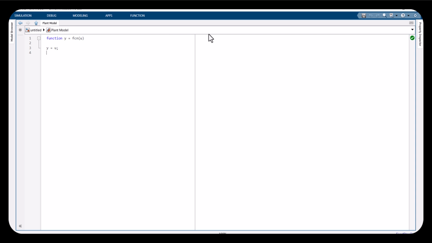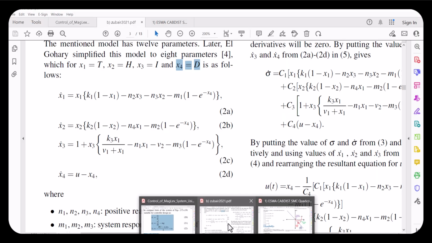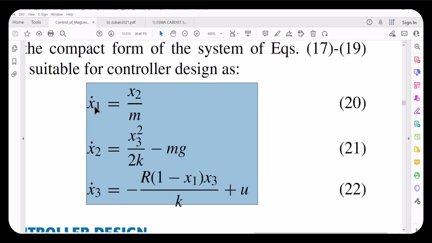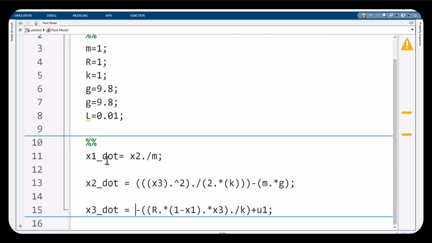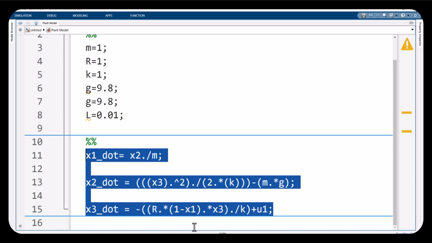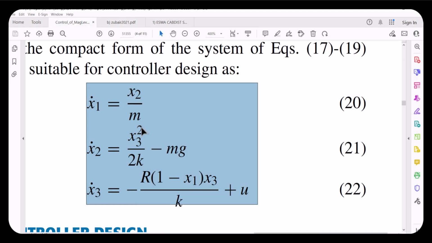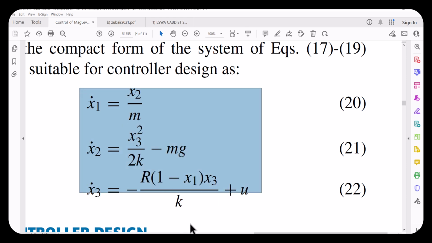Let's go ahead and write these. I have written these equations. Basically, x1 dot is equal to x2 over m, then x2 dot, and so on. I just wrote exactly these equations and defined the variables x1 dot, x2 dot, and x3 dot. These are the equations that originally represent the mathematical model of this magnetic levitation system.